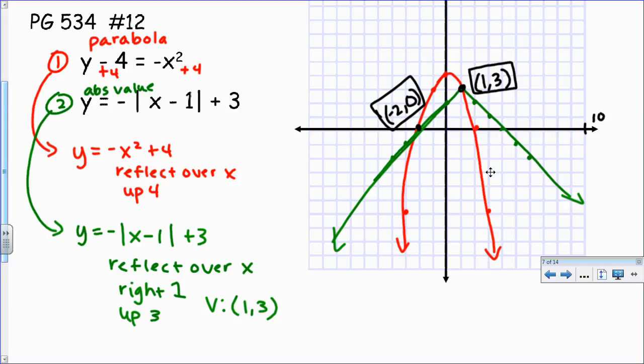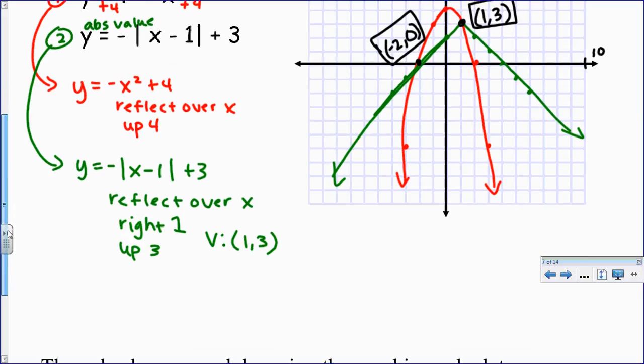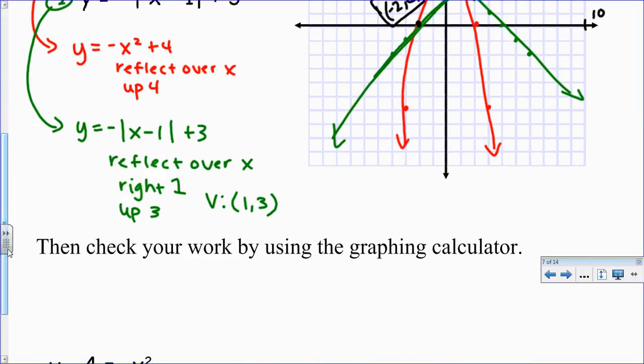Alright, I'm going to show you how you can find this on the graphing calculator. So feel free to grab one and follow along, or you could just watch. It won't be a requirement to do it on the test, but it'll help you check.